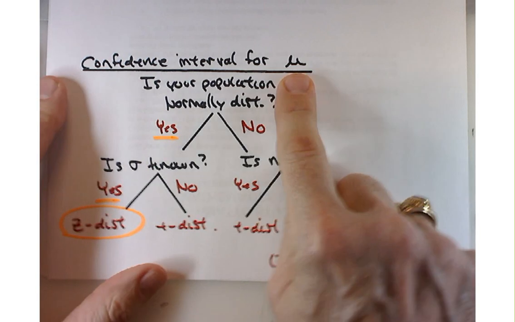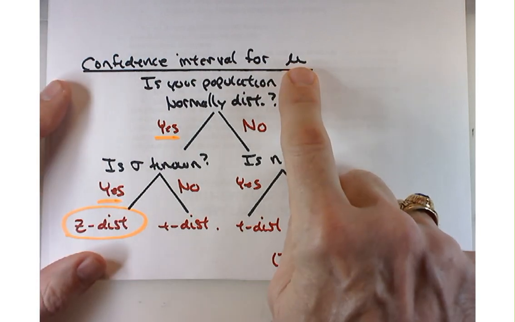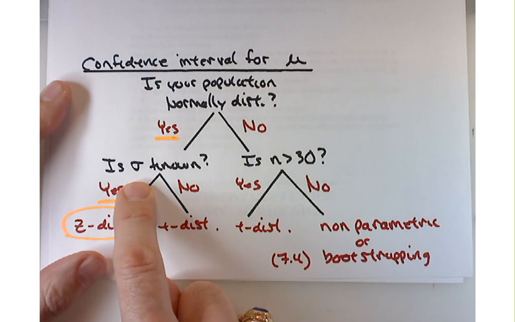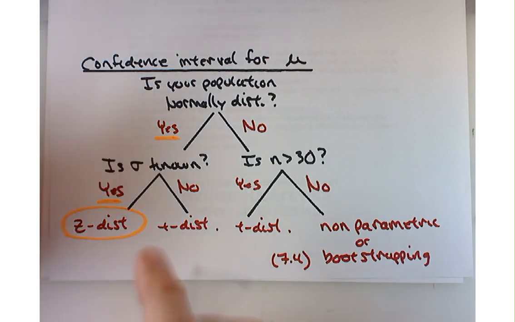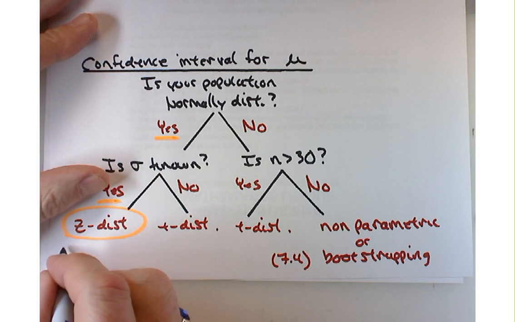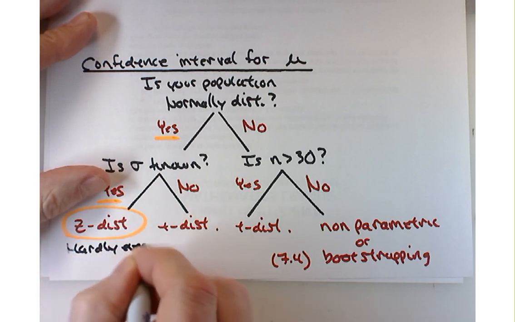And it just seems weird to me that somehow you would know sigma. How is it that you have the standard deviation for the entire population and yet not know what the mean is? It's just really unlikely to happen. So we'll probably never really use this. I'm sure that if you wanted to get creative, you could write a problem that uses the z distribution, but we'll hardly ever use it.